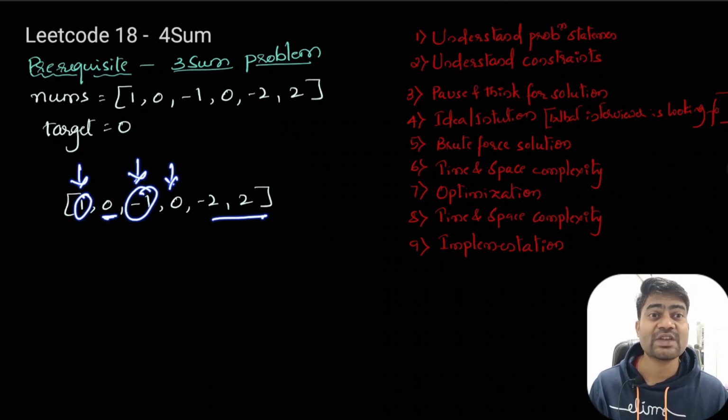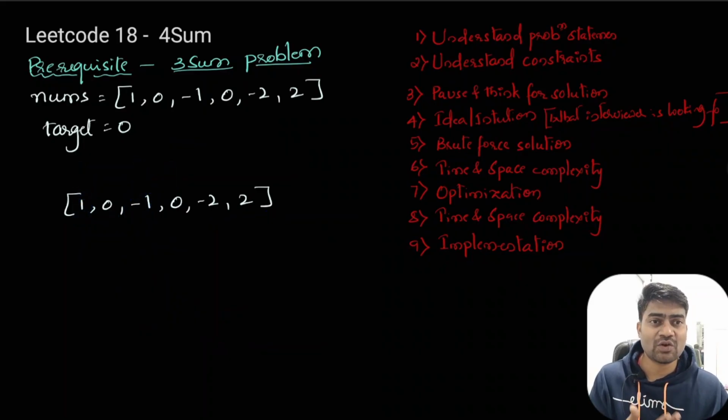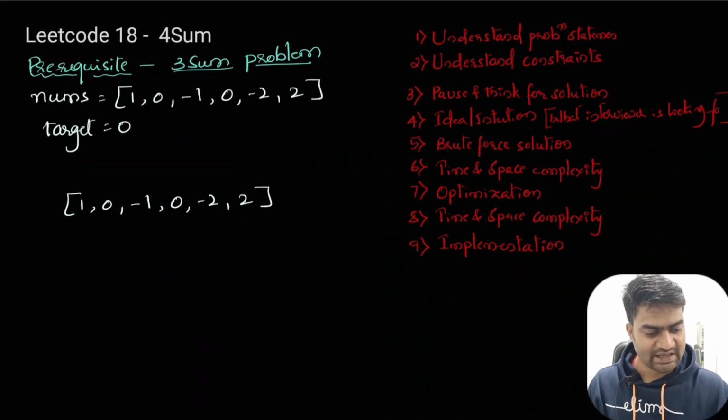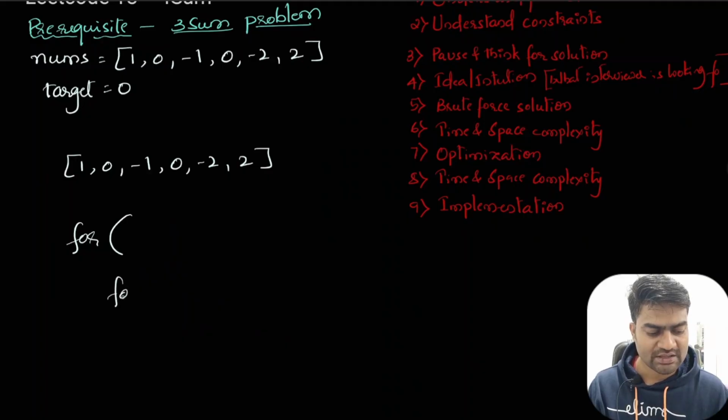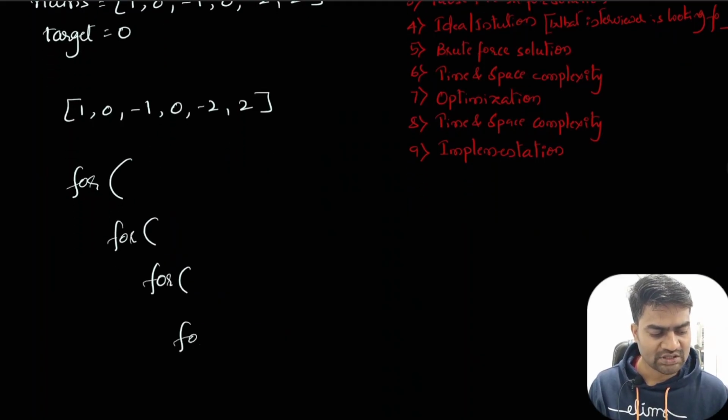So this is first, this is second, this is third, and among the remaining numbers anyone can be our fourth number. So basically we are trying to generate all the possible quadruplets. Then we will sum it up and check it with the target. If we get the target, then we will sort it and take it in our quadruplets list. So maybe what we can do is quickly look into the pseudo code. Basically we need four for loops: one, second, third, and fourth.